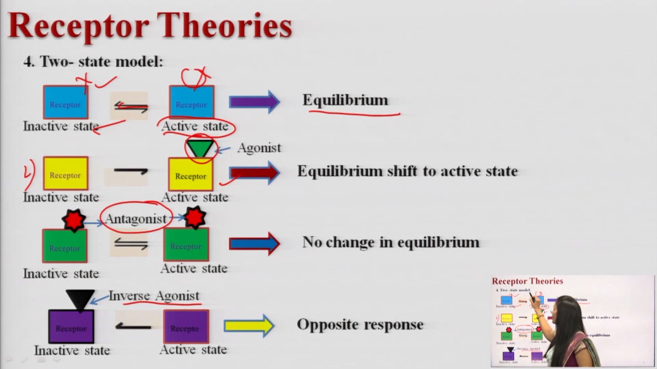So, this is called the two-state model. When there is no drug, both sides of a receptor show equilibrium. When the agonist drug binds to its receptor, the equilibrium shifts to the active site. When the antagonist binds to its receptor, there is no change in equilibrium. And when the inverse agonist drug binds to the inactive site of a receptor, the equilibrium shifts towards the inactive site and causes action in an opposite manner.